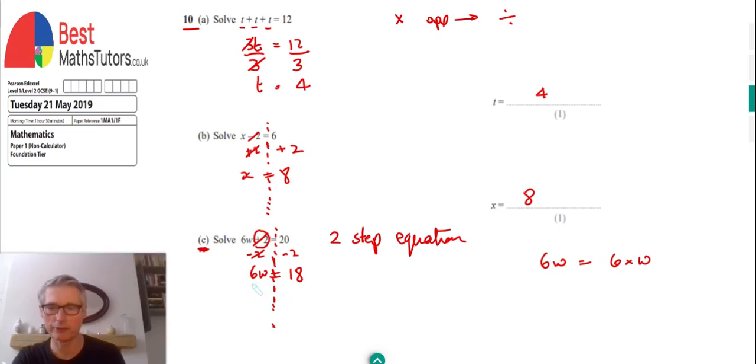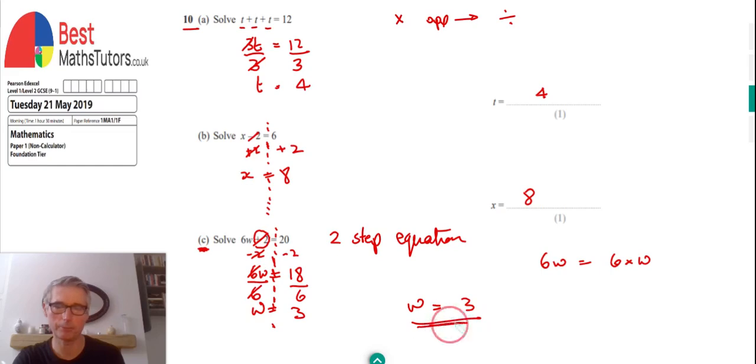So to get rid of this 6 here, what I've got to do is the opposite to multiplying by 6, which is dividing by 6. I'm going to do the same on this side. I've always got to do the same thing on both sides of an equation. And so if I cancel that there, I'm left with w on the left-hand side, and that's equal to 3. So that's my answer. w equals 3.